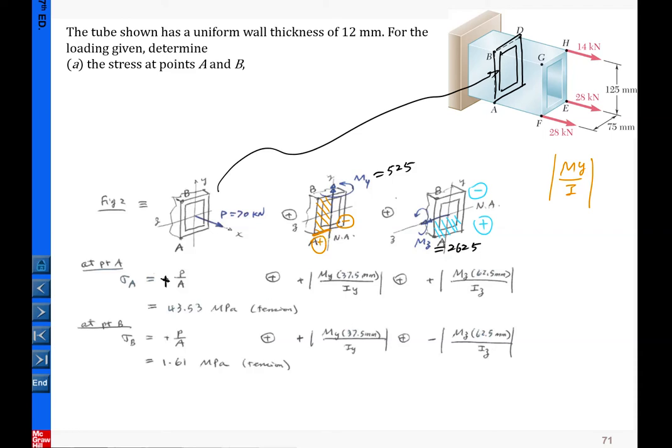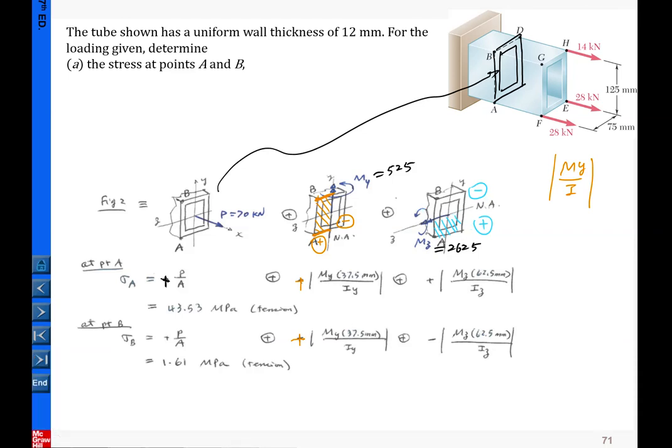Then at point B, we can repeat the same thing. The distance is from here to here, the same as point A, so that is this case here. And for either point A or point B, they are in tension, so here I put a positive sign. Then we can look at the next case.